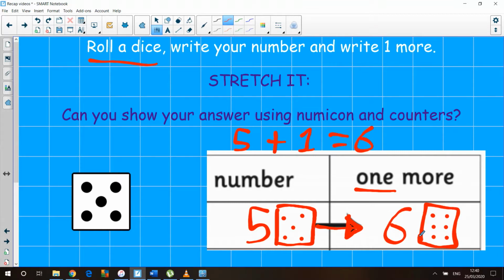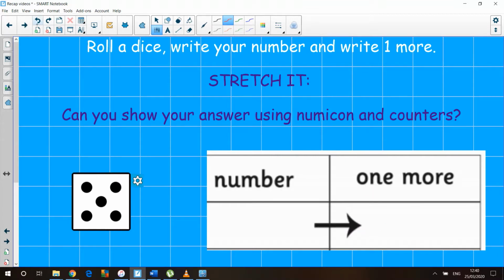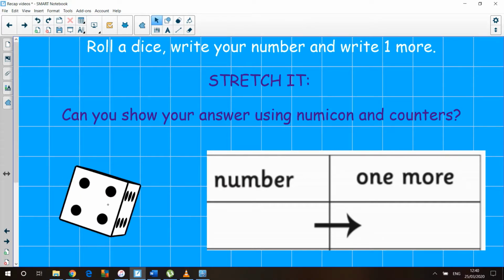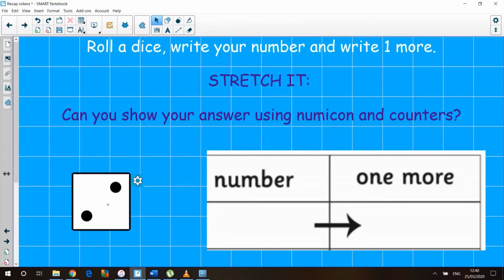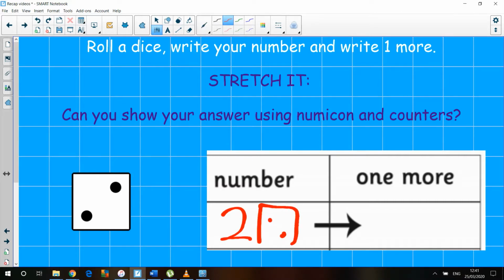Let's try another challenge. So we're back with our challenge. Let's try a different number and see what we can do this time. Oh, so my number is 2. Let me count that, make sure I've got it correct. I've got 1, 2. So I would write my number 2. I would draw my dice with 2 dots. And now I'm trying to work out what, remember, 1 more than 2 is. So I go to 2.